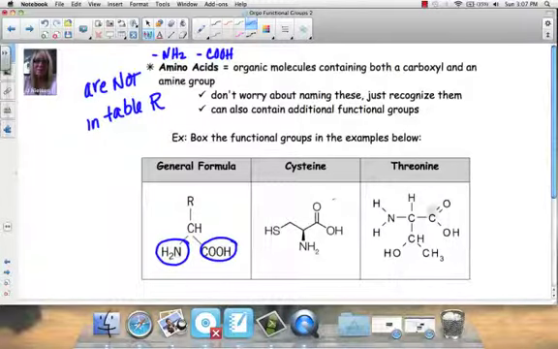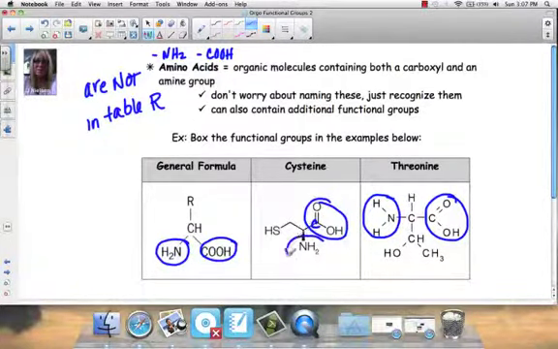So anytime you're looking at these, look for functional groups. Okay, this also has an alcohol on it, but it's an amino acid. And remember this is C here, so here's your functional group here, and here's your functional group. So anything with an amine group and an organic acid functional group is called an amino acid.